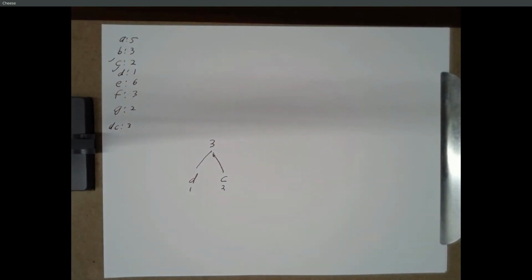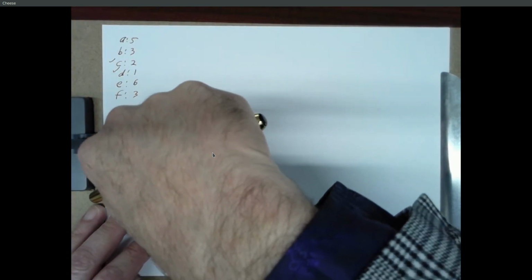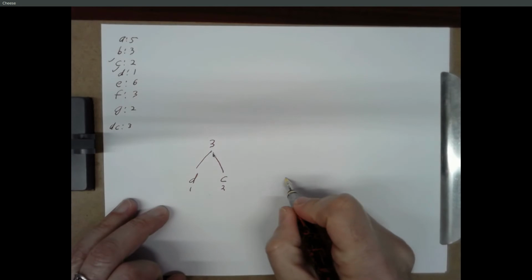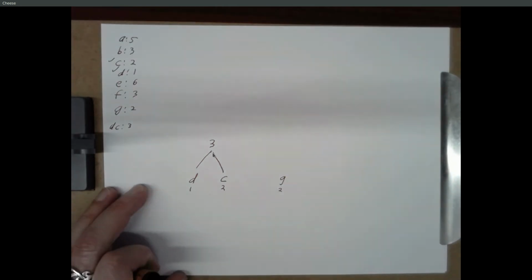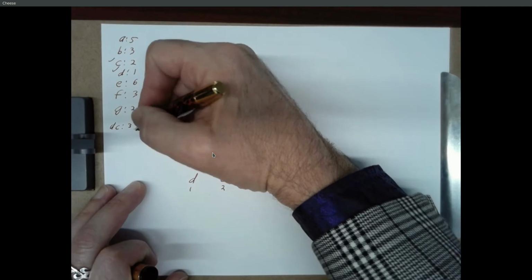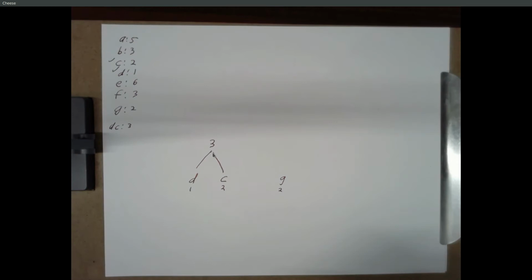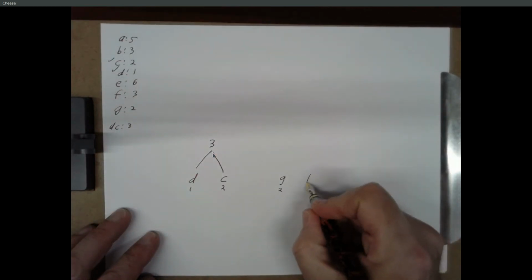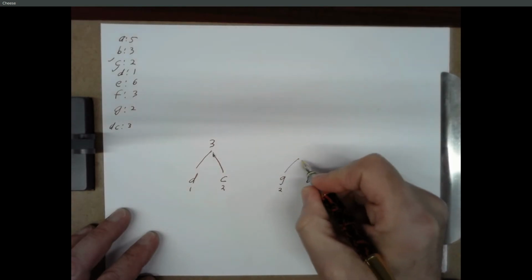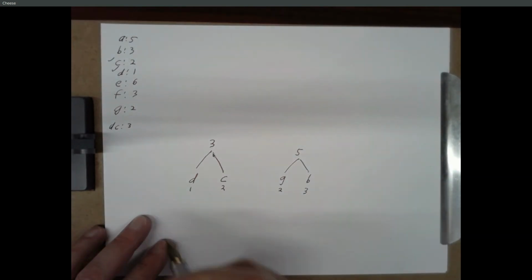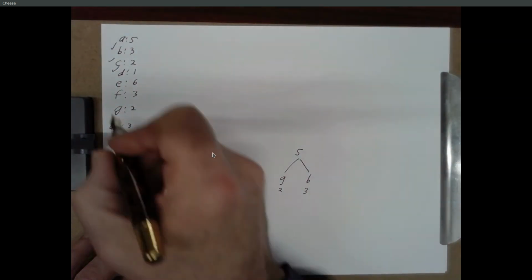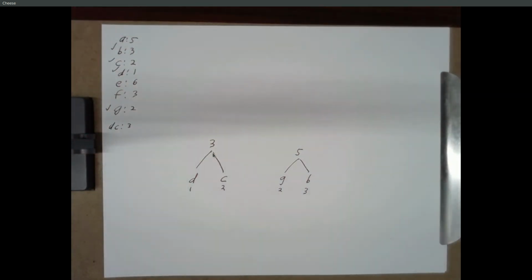Okay, so now I find the 2 things with the lowest frequency. Well, it looks like there's a three and there's a two. So I'm going to go with G with a frequency of two. And for my three, I could pick B, I could pick F, I could pick DC. Again, I'll just go from the top. We'll get the same efficiency in the end. So I'll say B has a frequency of three. And I'll combine those and get a frequency of five. So now we've taken care of B and we've taken care of G. And you get the idea, right?